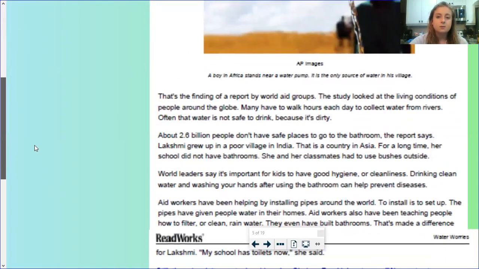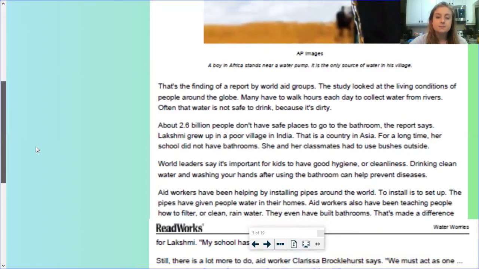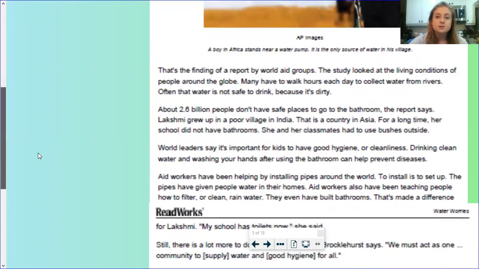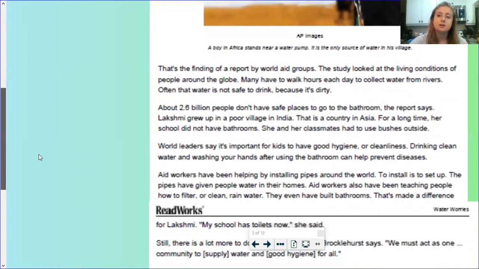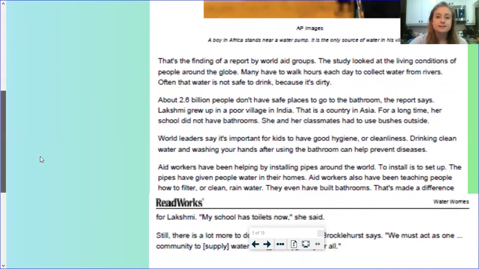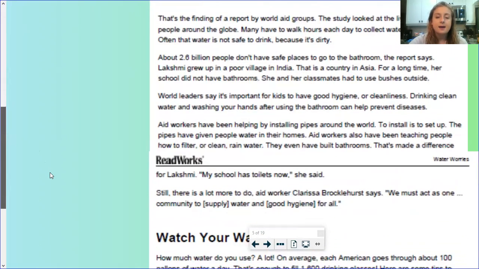That's the finding of a new report by World Aid Groups. The study looked at the living conditions of people around the globe. Many have to walk hours each day to collect water from rivers. Often that water is not safe to drink because it's dirty. About 2.6 billion people don't have safe places to go to the bathroom, the report says.